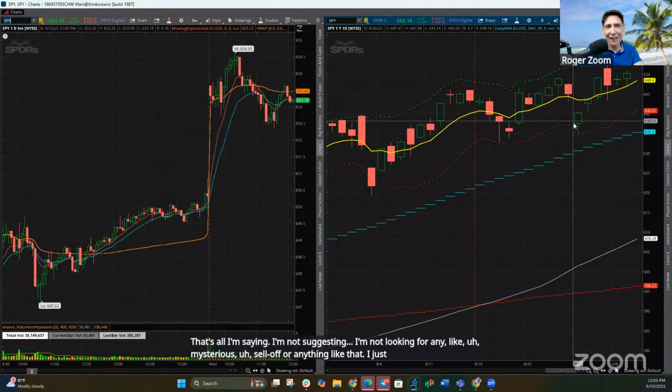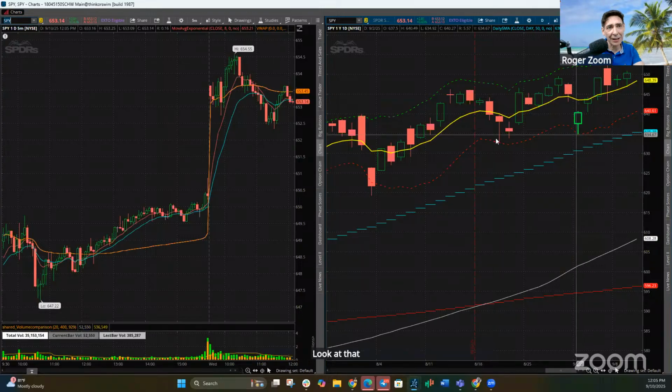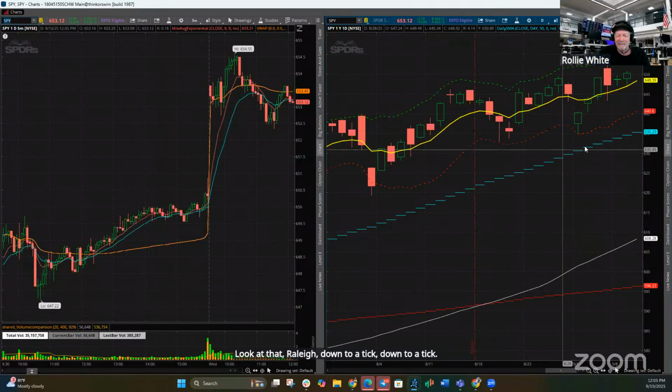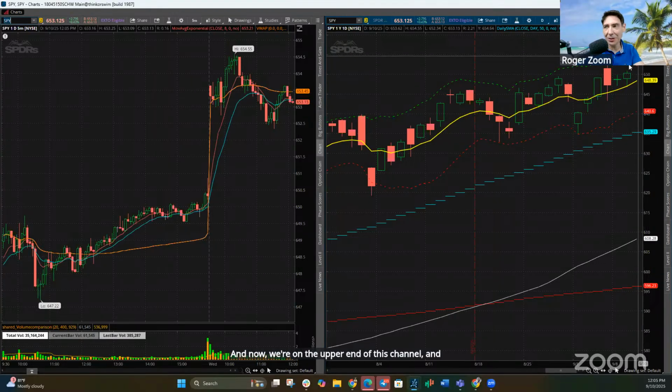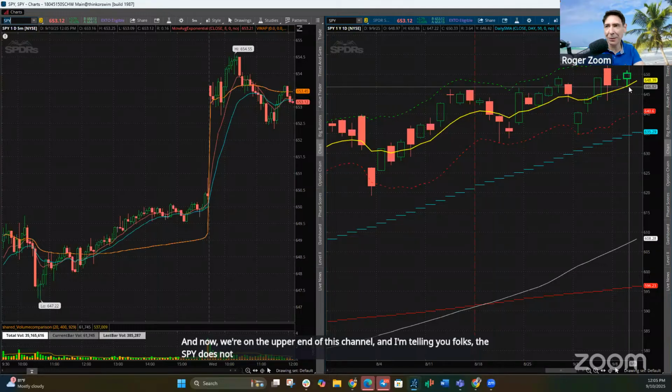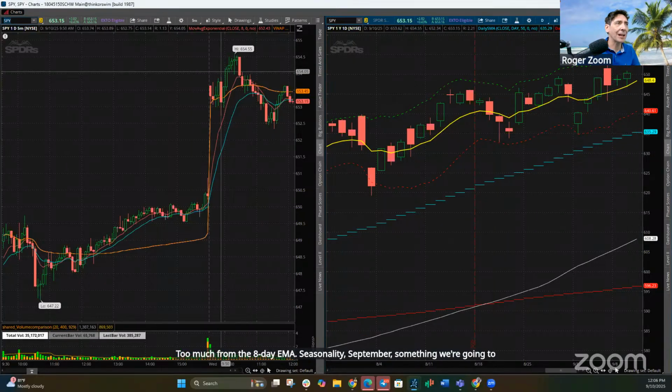Look, we went from the bottom of the channel. Literally, when I say the bottom, I mean down to a tick. Look at that, Raleigh. Down to a tick. Incredible. And now we're on the upper end of this channel. And I'm telling you, folks, the SPY does not like to deviate in September too much from the 8-day EMA. Seasonality, September, something we're going to be talking about a lot today.